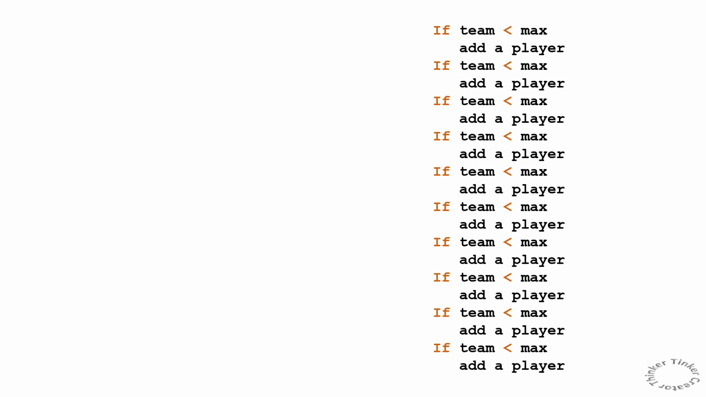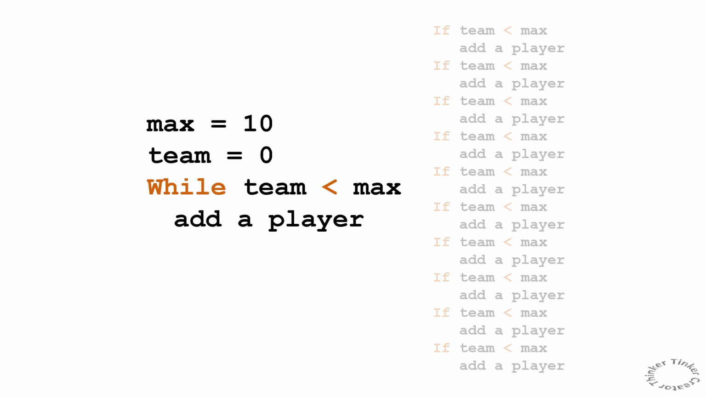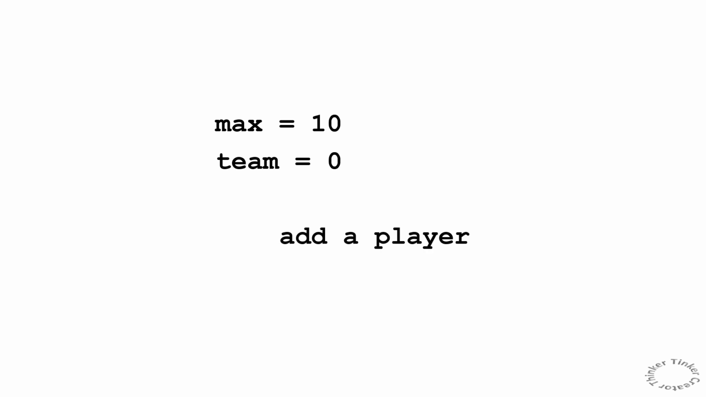Previously, we had 10 if statements to add 10 players to the team. This while loop replaces all those if statements. Let's look at this line by line. A team can have maximum of 10 players. Initially, the team has no player. The action is to add a player to the team. We want to repeat the action while the team has not reached maximum players.